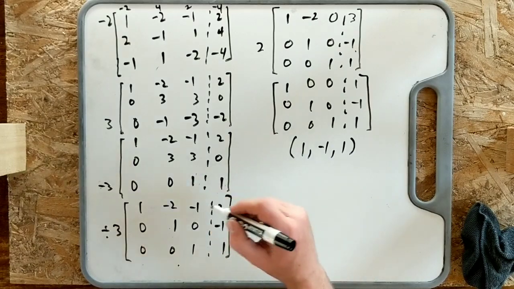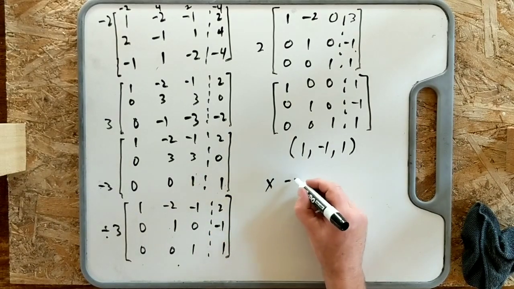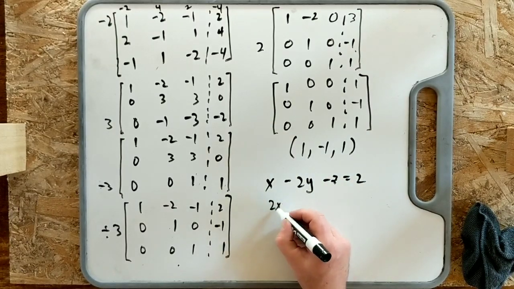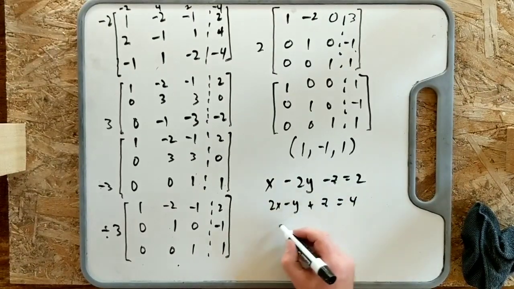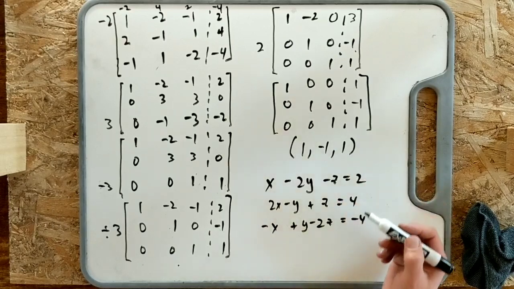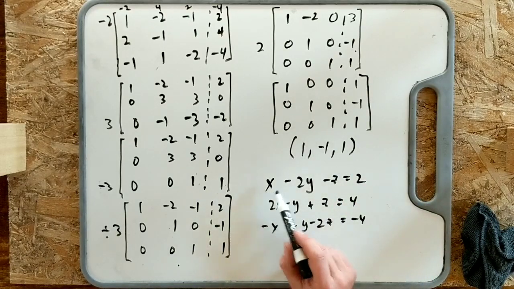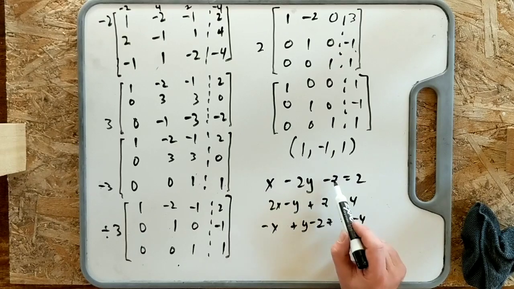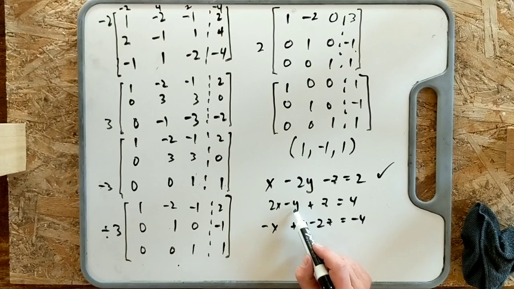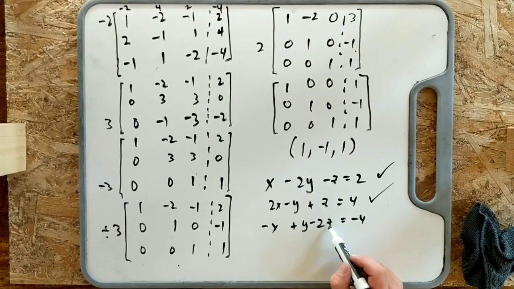And now I go back to my original matrix, which now I'm going to write the equation because it turns out I do have room. x minus 2y minus z equals 2. 2x minus y plus z equals 4, and negative x plus y minus 2z equals negative 4. And I can put 1, negative 1, 1 in to check if they work. I get 1 plus 2 is 3 minus 1 is 2. Check. 2 plus 1 is 3 plus 1 is 4. Check. And negative 1 minus 1 is negative 2 minus another 2 is negative 4. Check. So that worked. Great.